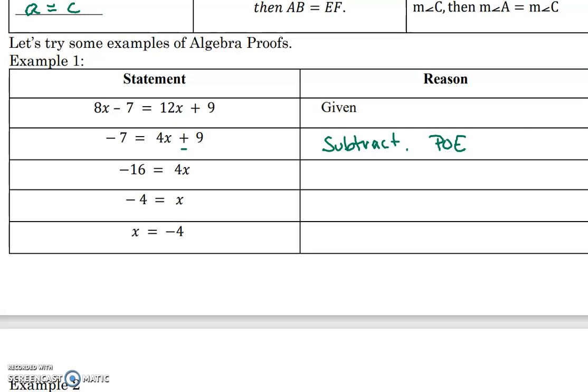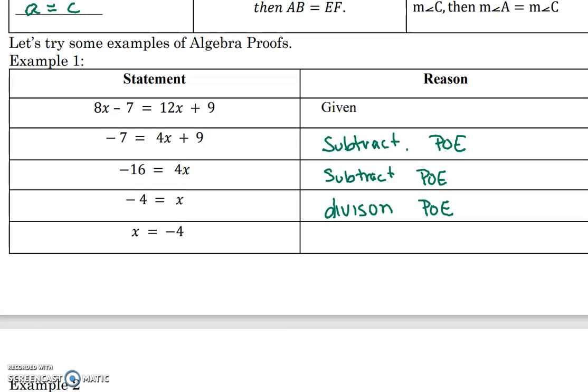Well, it looks like we're getting rid of this 9. And how do we get rid of that 9? Subtraction again. So yes, you can have the same property multiple times in a row. You don't just use them once. And then from here to here, what's happening? It looks like we got rid of our 4, which means we were dividing. So division property of equality.